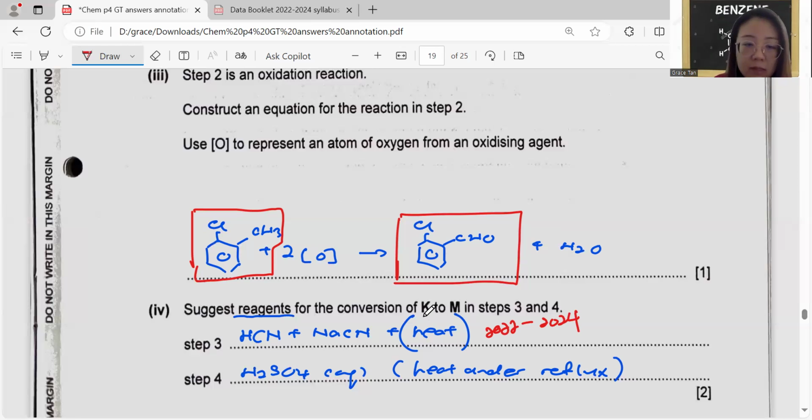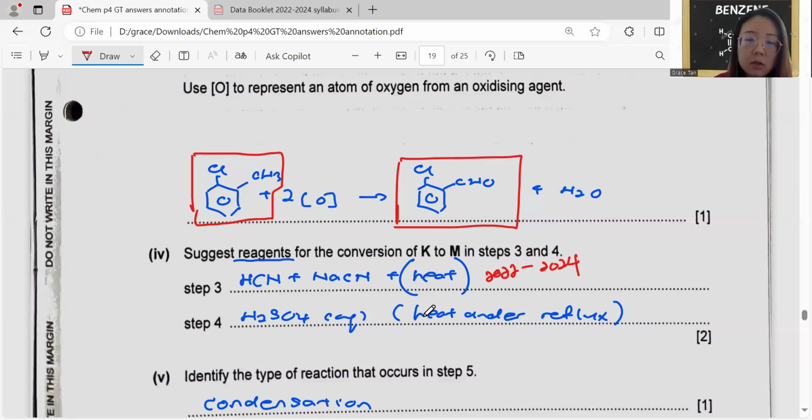And step 4 is acidic hydrolysis. For acidic hydrolysis, all hydrolysis requires reflux, but because again they ask for reagent only, the heat under reflux is not needed. Now, acidic hydrolysis, H2SO4, aqueous. You either put the word aq or you put the word dilute without the aq, up to you. But you have to provide either one, because hydrolysis means you take the hydro, water. Where is your water? It comes from the word dilute or aqueous.